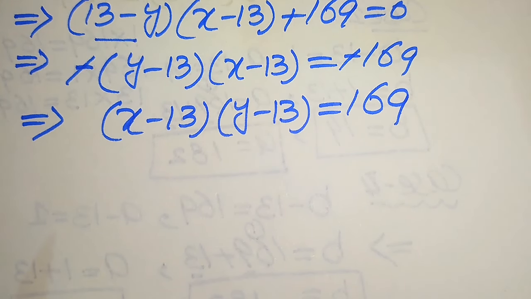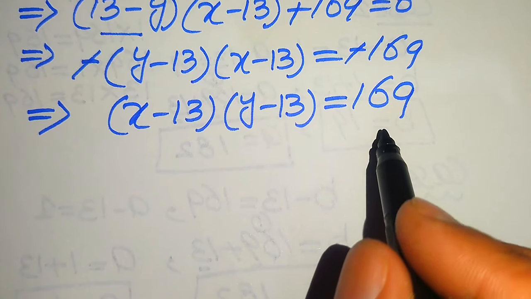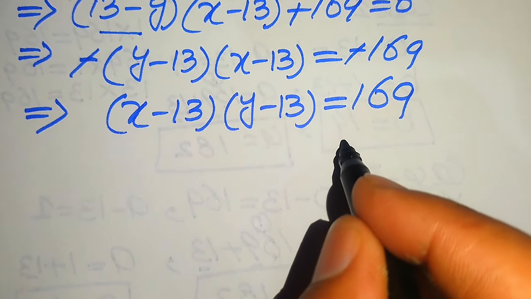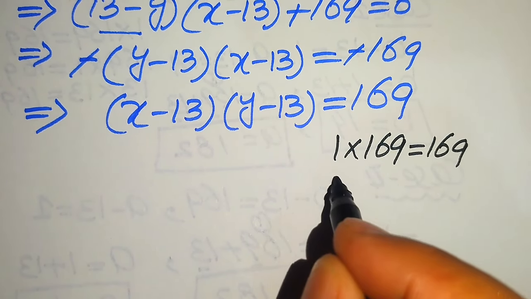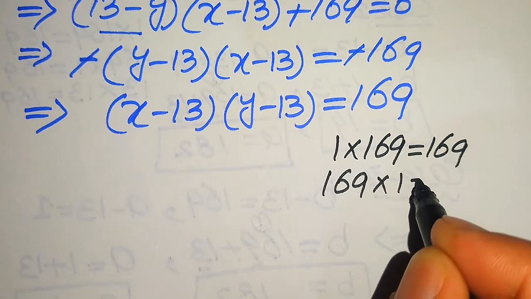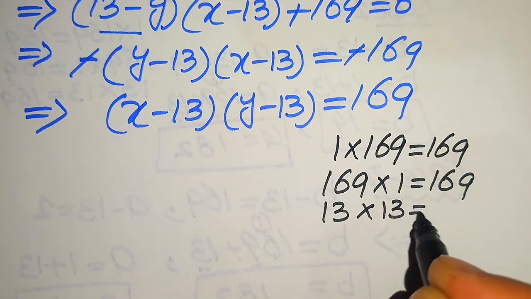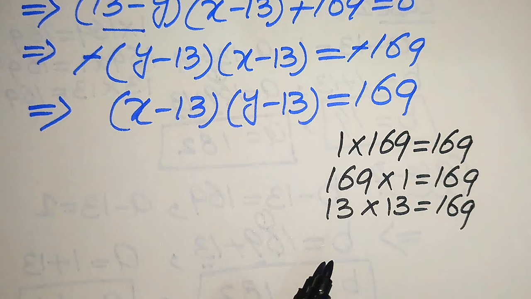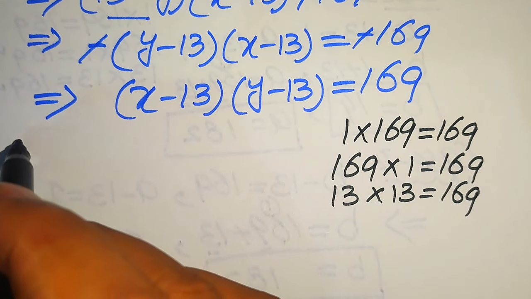So in order to make the right hand side the product of two positive numbers, some possible values in which we get the product of the terms equal to 169 are 1 times 169 equals 169, 169 times 1 is also 169, and 13 times 13 is also equal to 169. So we have these three possibilities in which we get the product of two numbers equal to 169.